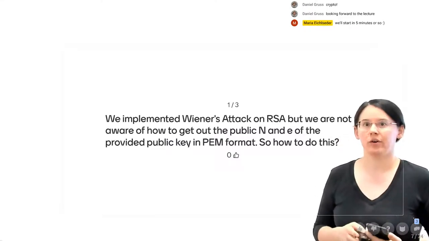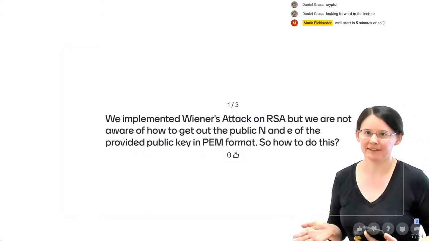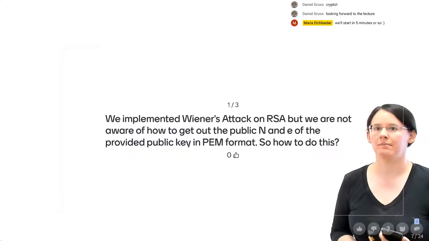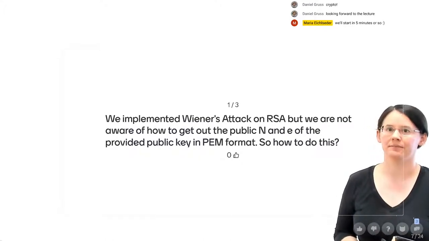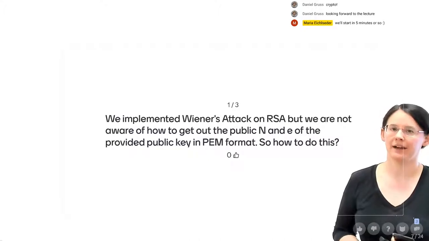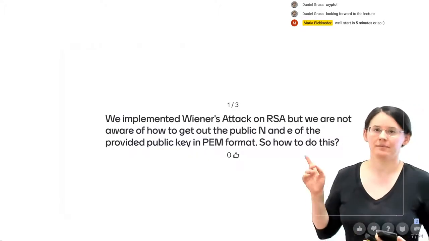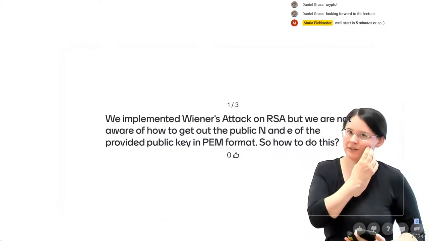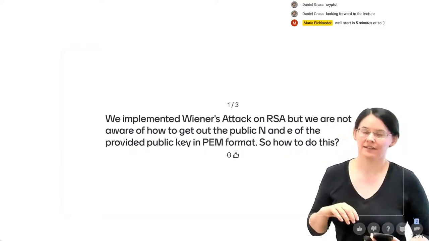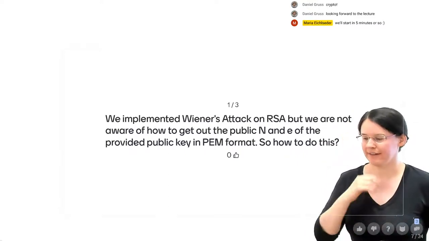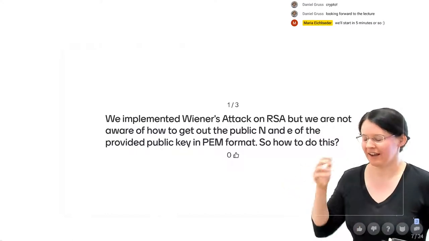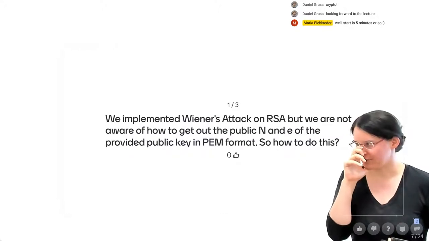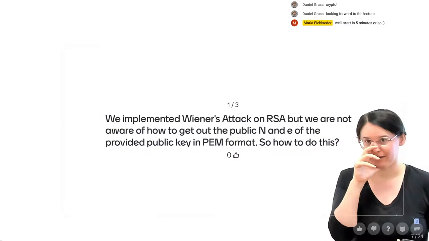So the question was, you already implemented the attack, but what's missing is the application to the given ciphertext. You're not sure how to get the public N and the provided E from the file that you're given. How do you do this? This is a question that, lacking code, I cannot directly answer here. But the easiest strategy is to Google for it, essentially. I'm just thinking whether we didn't have some example code for this in one of the challenges in cryptography. I will need to check that, whether you can take it from there.